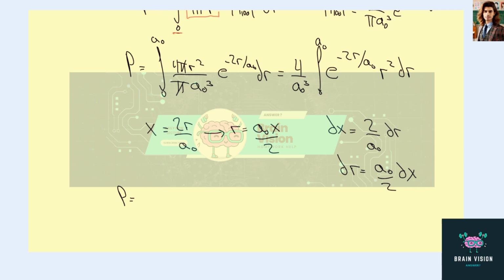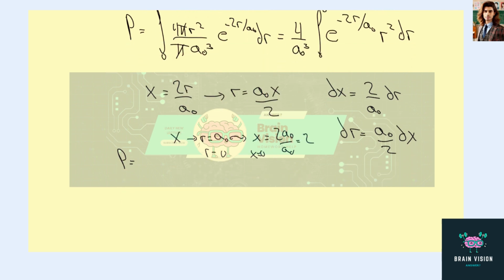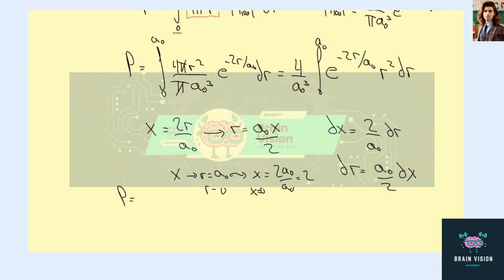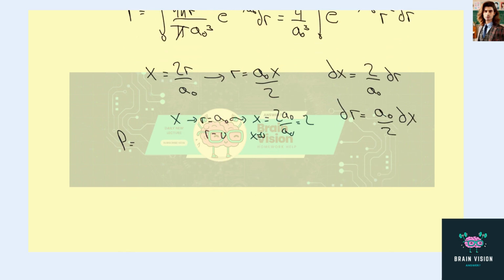We need to replace the limits. What is the value for x when r is equal to a naught? x is equal to 2 times a naught over a naught, so x is equal to 2. And at r equal to 0, x is equal to 0. So whenever we do this change of variable, the limits of integration change from 0 to a naught, to 0 to 2.